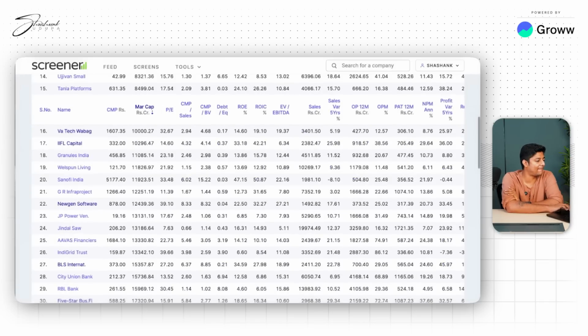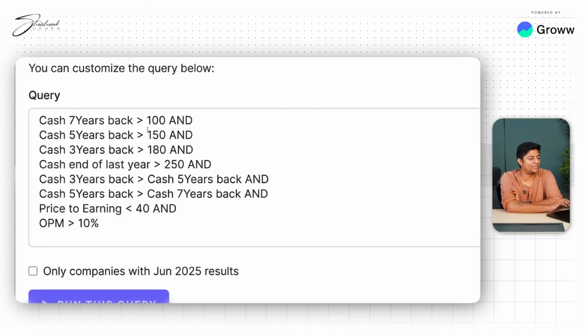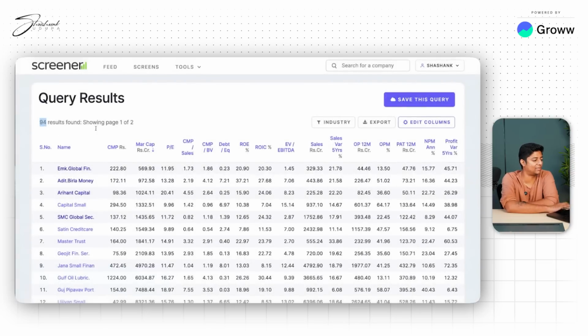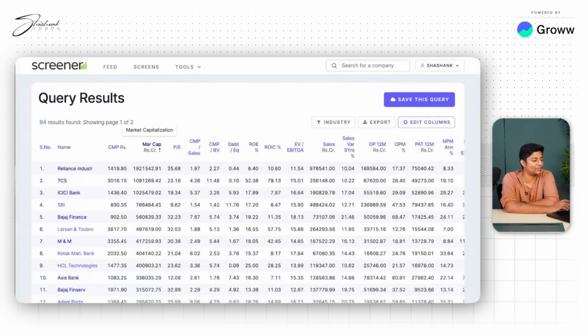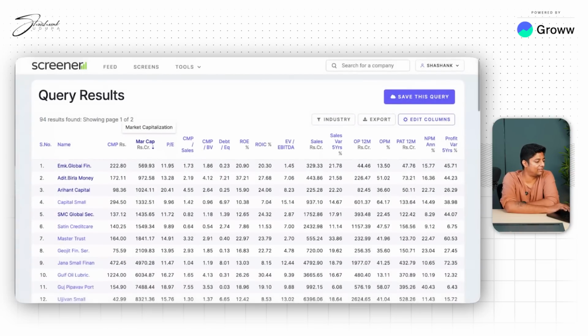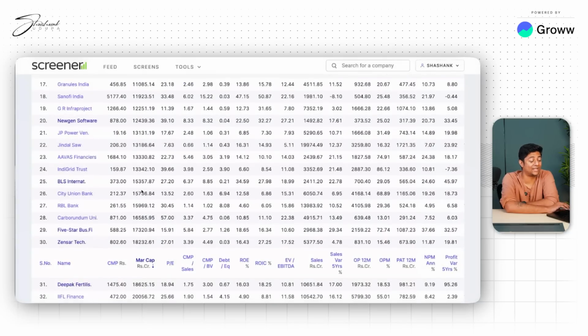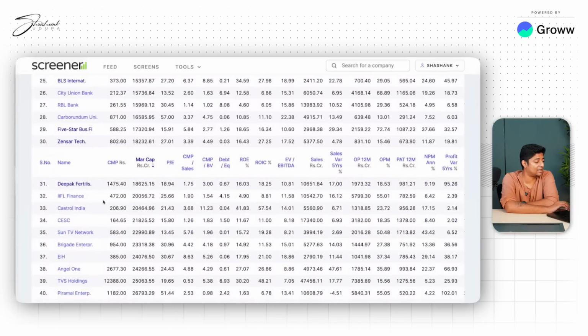So what is my screen here? Cash 7 years back, cash 5 years back, cash 3 years back. So I'm saying it should be above 100, above 150, above 180, above 250, and cash 3 years back should be greater than cash 5 years back, should be greater than cash 7 years back, and P/E should be less than 40. Again, this you can change to 60, and operating profit margin is 10. I can change this to 12 if you want. Run this query and you will see 94 companies have come here. Again, from top to bottom, I've not put a market cap filter, so you will not see it. But if you actually put a market cap filter, you will see that there are some companies that are giving very good free cash flows. Right? Again, BLS International comes here as well.